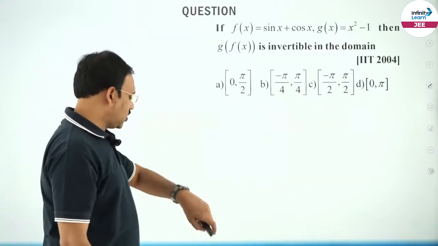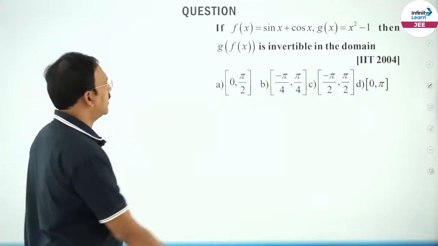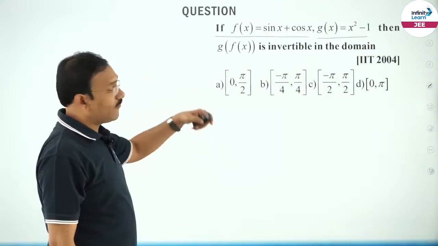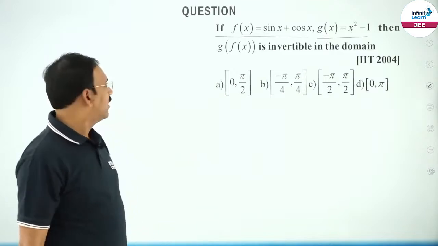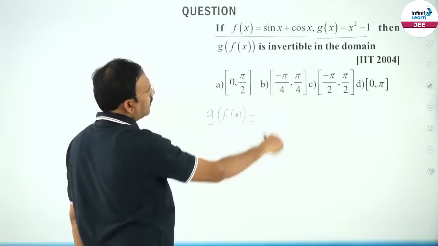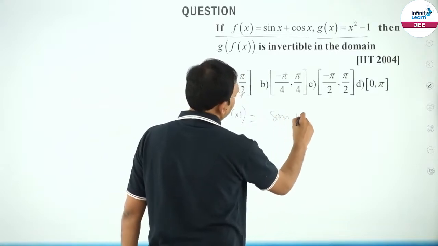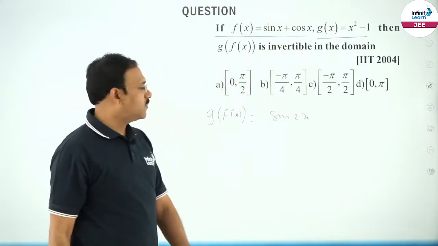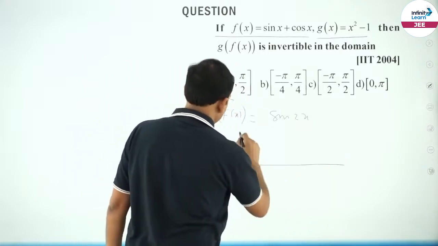Now, you see this function, f of x is given as sin x plus cos x, g of x is given x square minus 1, then g of f of x is invertible in which domain? Previous IIT question. Fine. What is g of f of x, my dear friends? G of f of x means sin x plus cos x whole square minus 1, you will get sin 2x, right, because sin square x plus cos square x is 1, 1 gets cancelled, and plus 2 sin x cos x means sin 2x. You try to take the graph of sin 2x, okay.